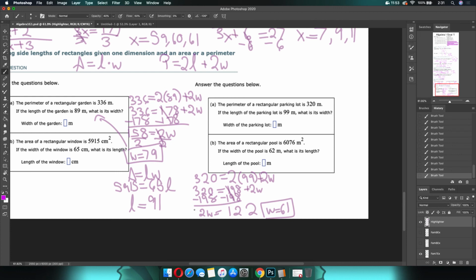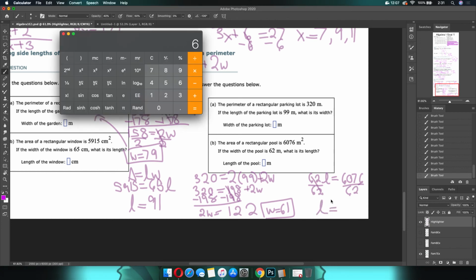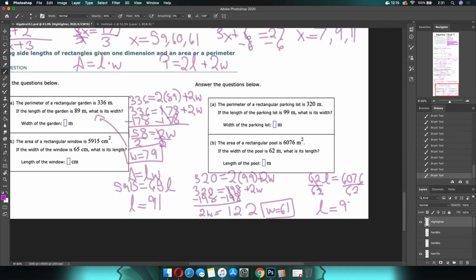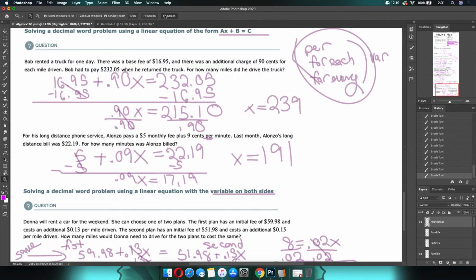I didn't give myself enough room. And now 62 times the length equals our area, which is 6076. Divide by 62. Divide by 62. And your length is going to be whatever that is. 6076 divided by 62 is 98. 98. And that is word problems in a nutshell.